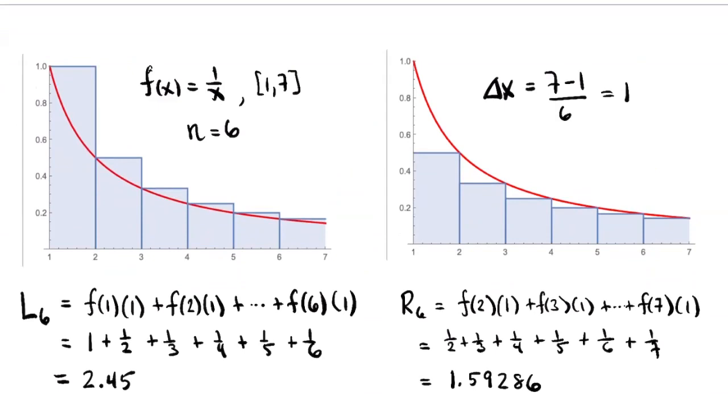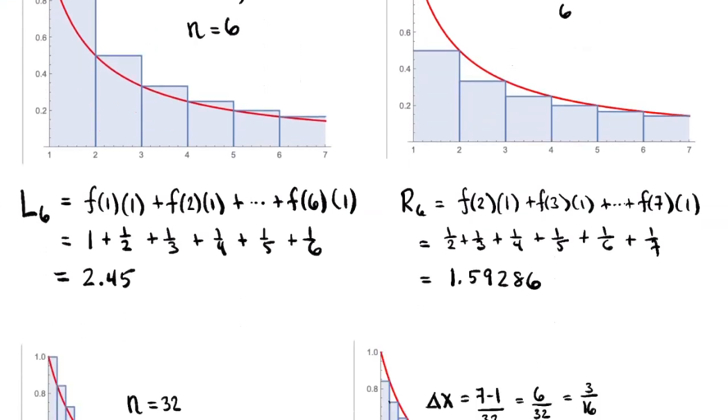So I've got the left hand L6 written out there and the right hand. And again, we know that L is overestimating, R is underestimating for this function. So the actual area is somewhere in between those numbers. And those numbers are closer together. And yeah, that's the idea.